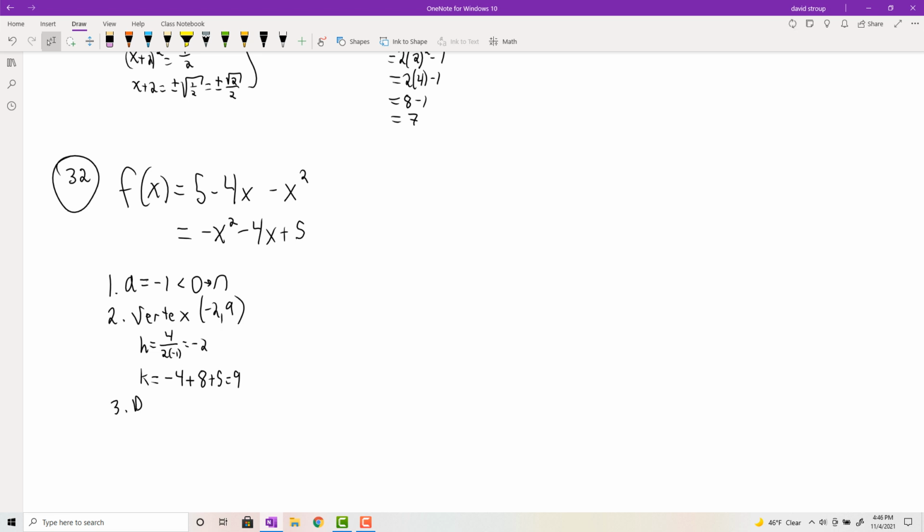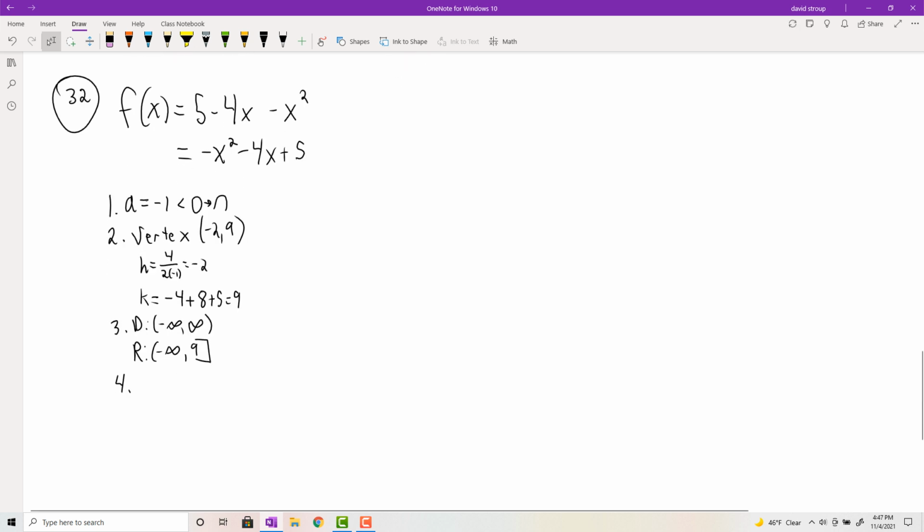Thirdly, the domain and range again. So the domain's always just -infinity to infinity. It's everything. Then the range, if it's a sad face, it'll go from -infinity to the y-coordinate of the vertex. Okay. Fourthly, then, as usual, get your x-intercept and y-intercept.